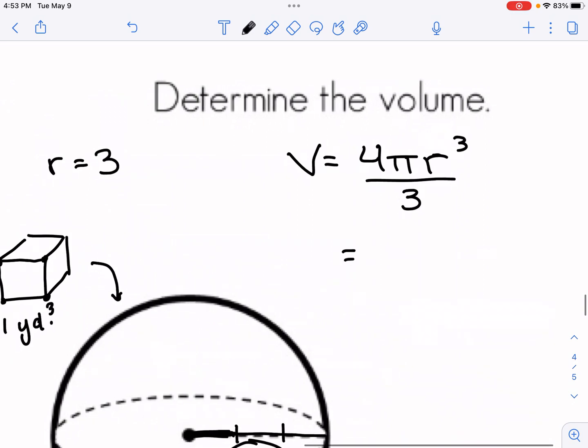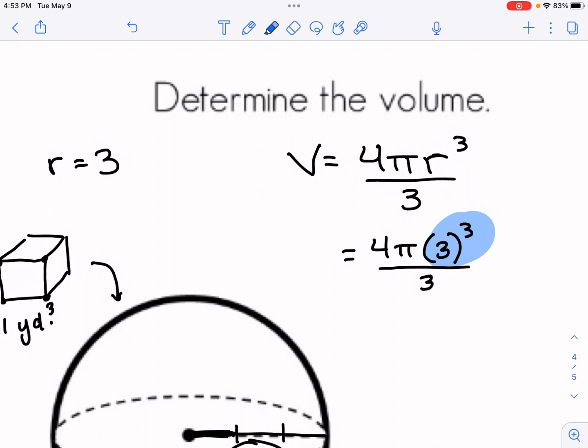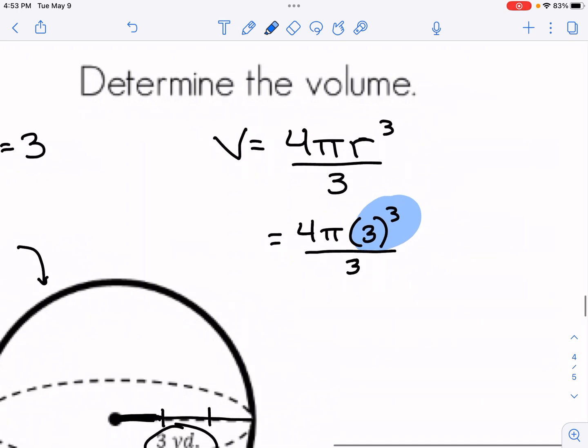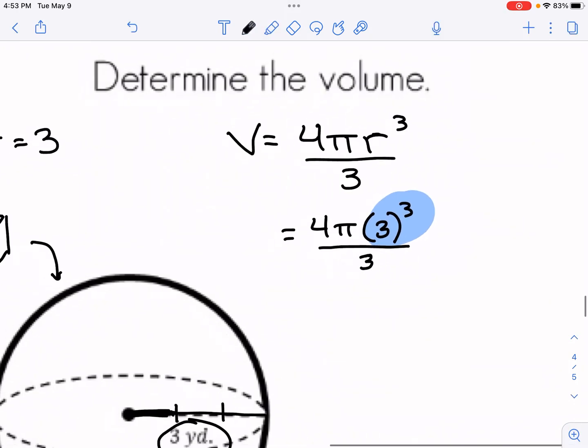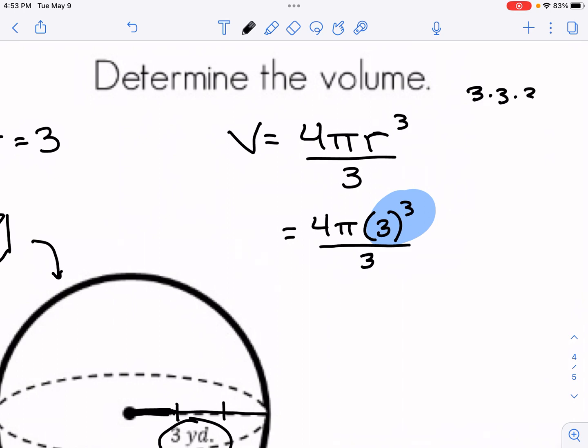All right, let's plug in. I know there's a lot of 3's going on. Instead of r cubed, we're going to have 3 cubed, and it's all divided by 3. Our first step here is to simplify 3 cubed. You can use a calculator, but really what this means is 3 times 3 times 3.